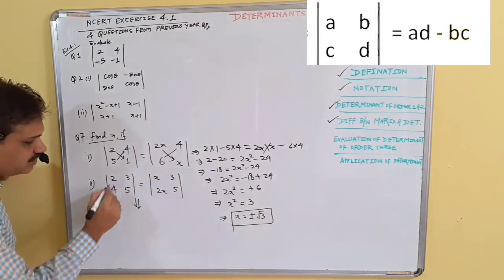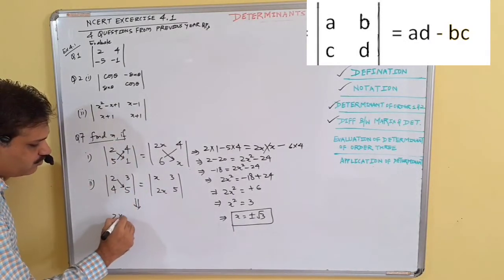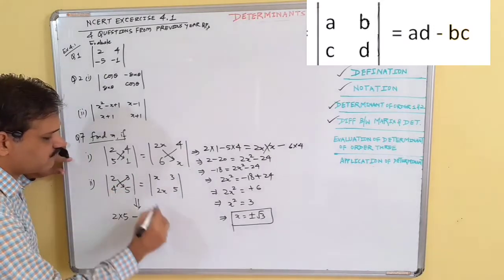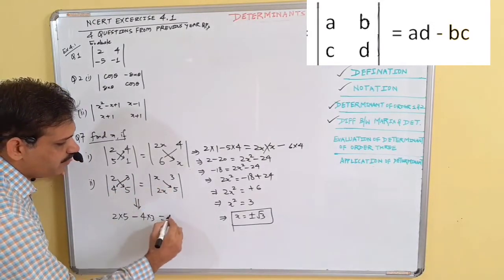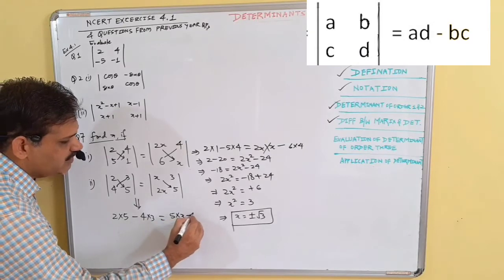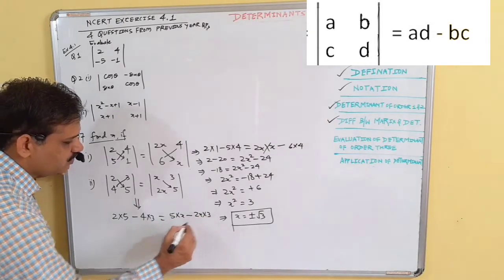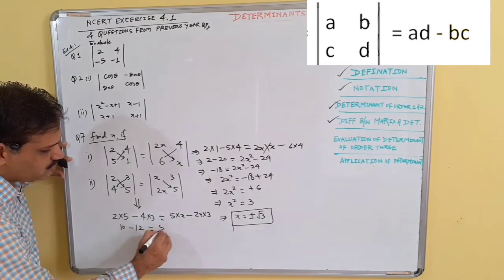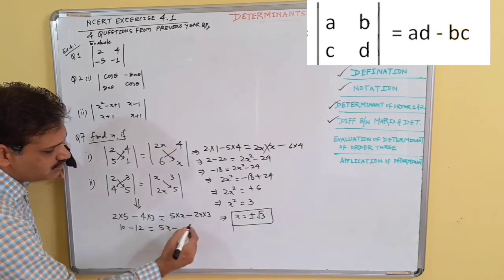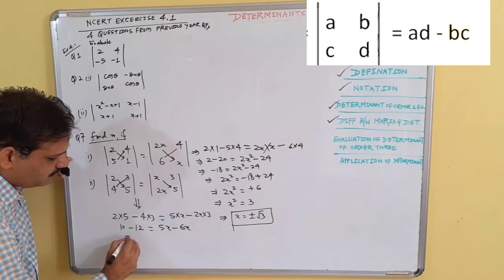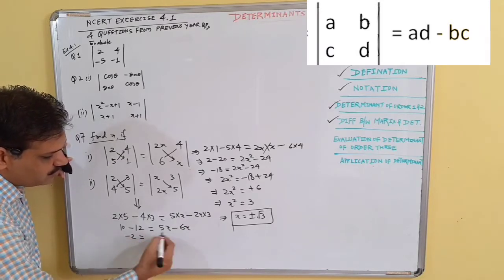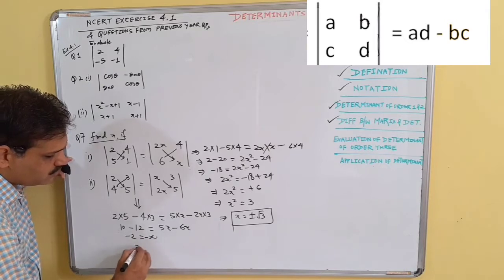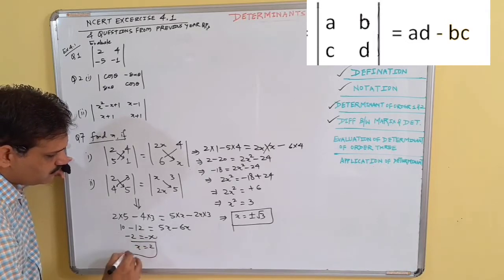So these are determinants. 2 into 5 minus 4 into 3 is equal to 5 into x minus 2x into 3. Well, 2 5s are 10 minus 12 is equal to 5x minus 3 2s are 6x. 10 minus 12 is minus 2. 5x minus 6x is minus x. So x is equal to 2.